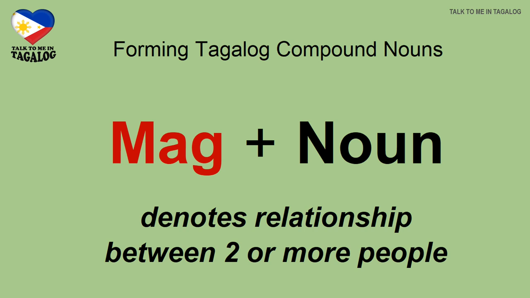Today's lesson is about how the Tagalog word mag, when prefixed to a noun, forms a compound noun. A compound noun is a noun that is made up of two or more words. The Tagalog compound nouns that you will learn here are those that denote relationship between two or more people.